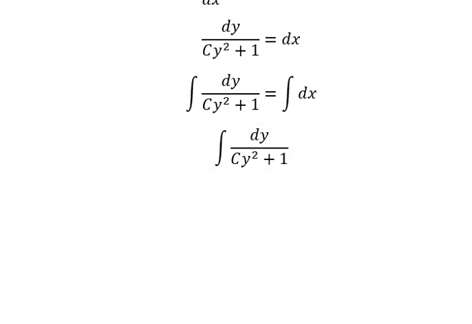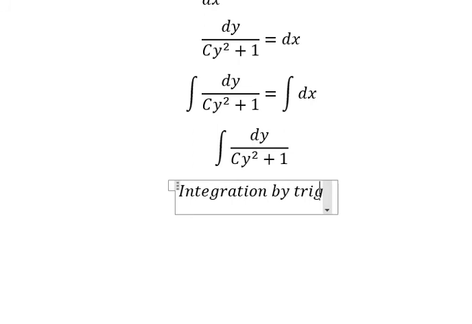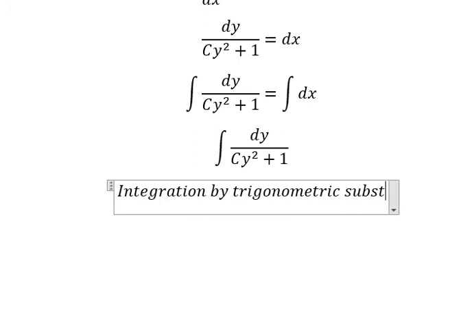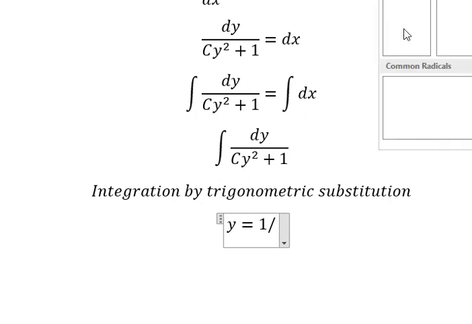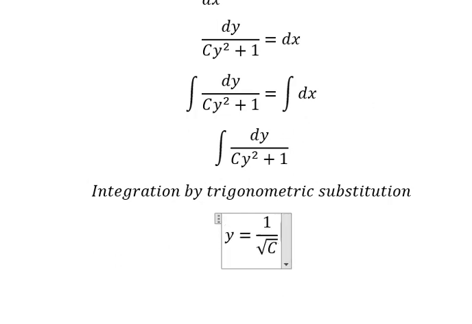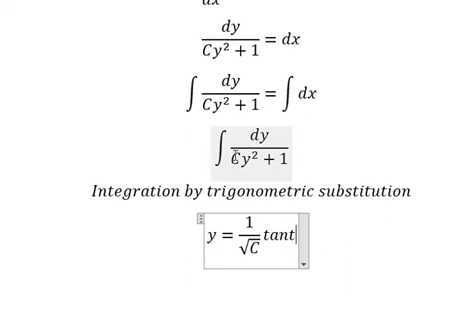We need to use integration by trigonometric substitution. So I will put y equal to 1 over the square root of c, and we have tan t, because if we put this one in here, you get 1 over c tan t squared. We simplify c, and tan t squared plus 1 we change for secant of t squared, and later we simplify dy.